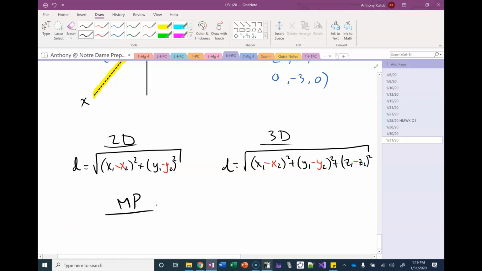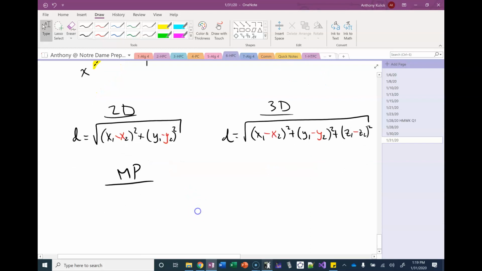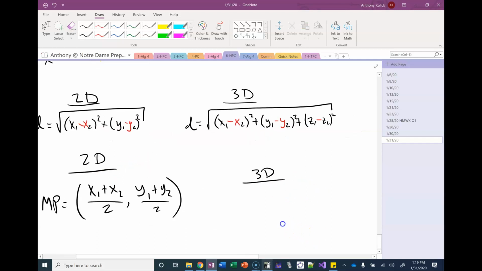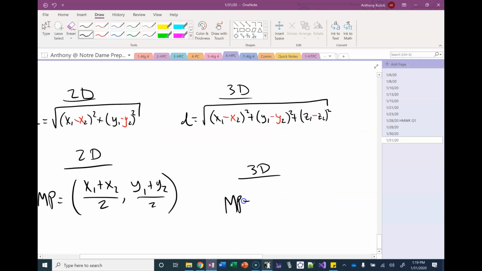All right. We also have a midpoint formula for 2 dimensions. So the midpoint is just the average of the coordinates. What do you suppose that looks like in 3 dimensions? It's the same thing with an extra component.